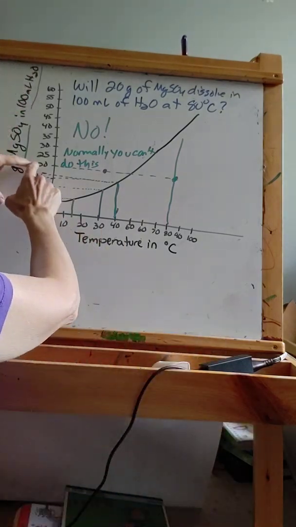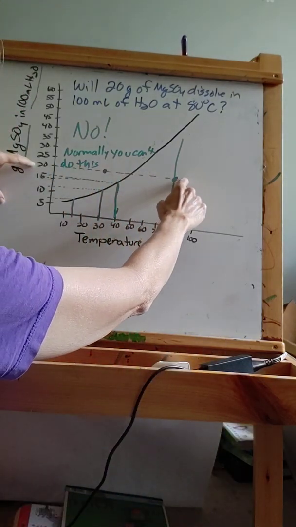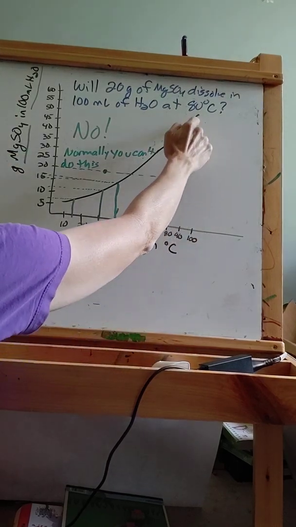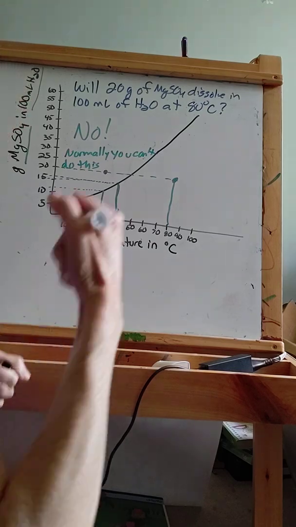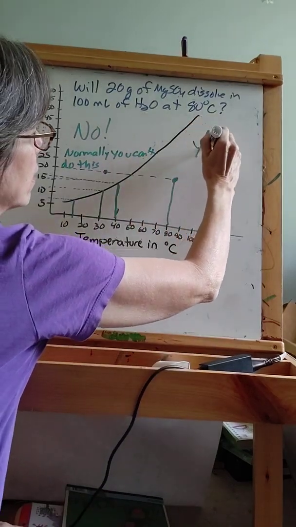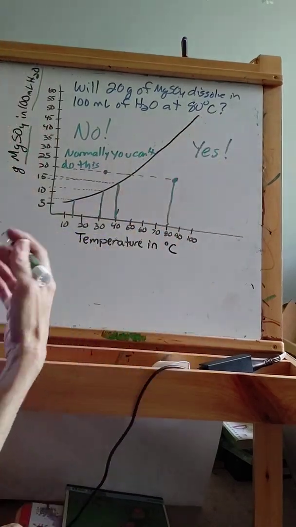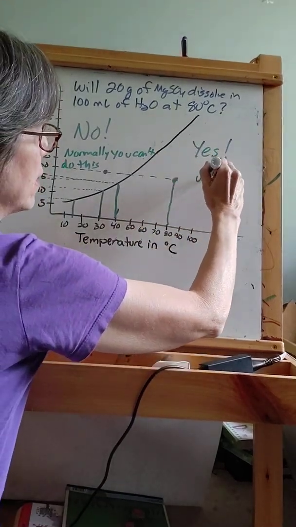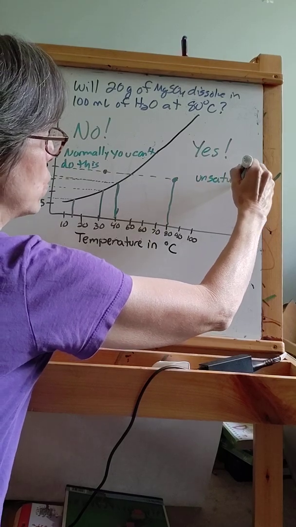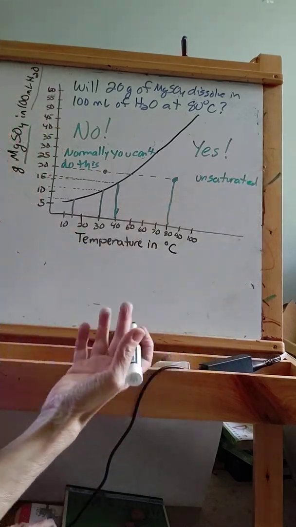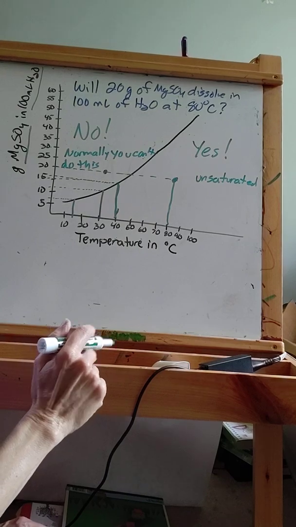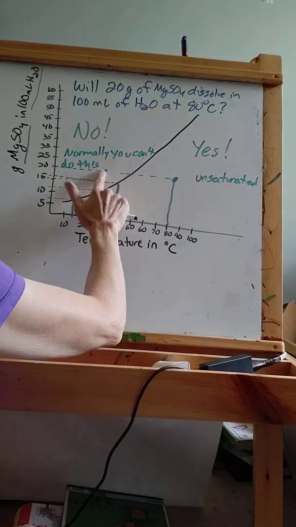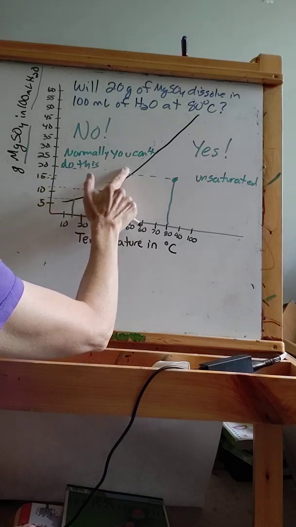So when I look at 20 grams of magnesium sulfate at 80 degrees, that's over here. That is below the dark line of the graph. So yes, it will dissolve. Anything underneath the graph is an unsaturated solution, and so it can dissolve that plus some more. That will happen. Okay? So a few of the things to remember when you're looking at a solubility curve.